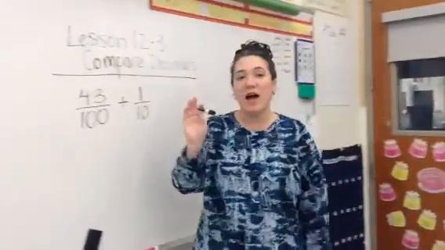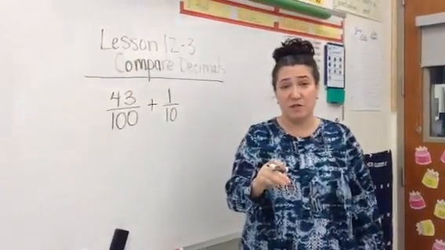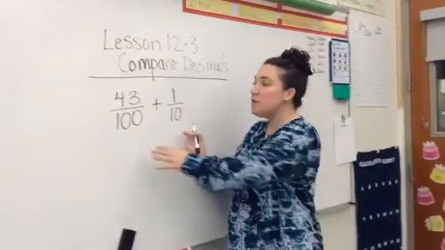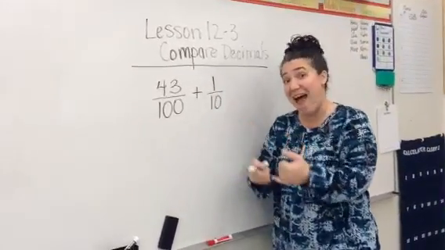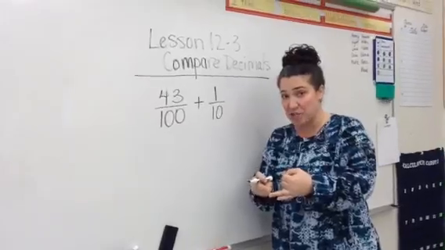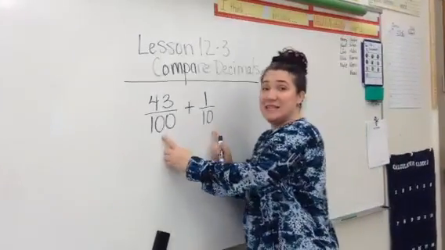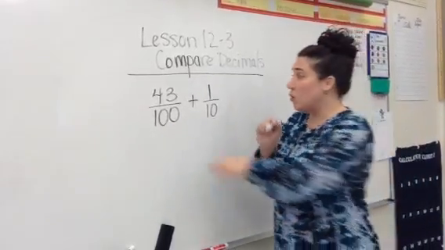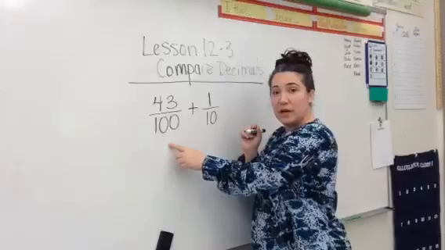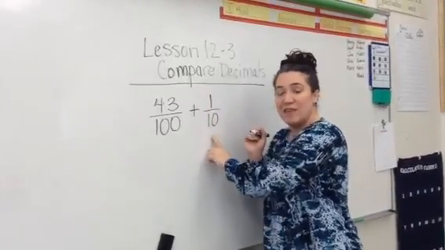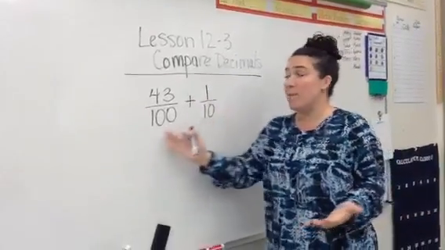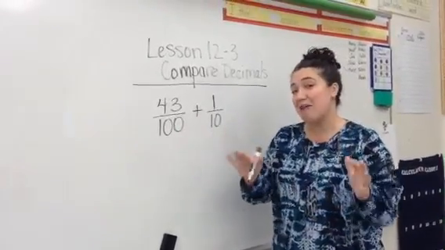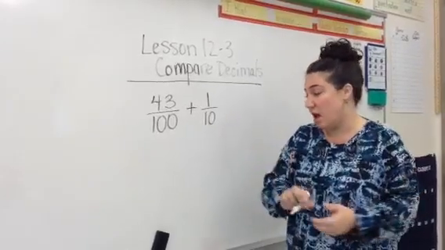Okay, so before we jumped over to the interactive student edition and started our lesson in the book, I wanted to remind you guys of something. Do you remember when we were comparing fractions, adding fractions, and subtracting fractions? I taught you that the denominators have to match. That's called common denominators. Well, in this problem I have here, 43 hundredths plus 1/10, I can't do this problem. My denominators are not common denominators. So I have to make common denominators.